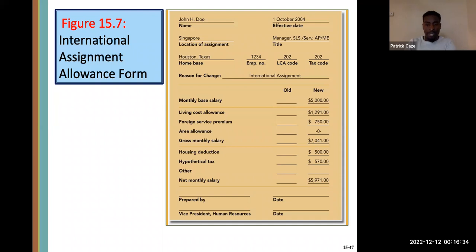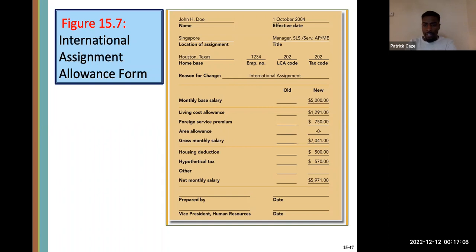All right, here we have just a figure of an international assignment assistance form. It probably doesn't look like this in every organization, but a version of this. So you can kind of see what the person is getting itemized. You look at the monthly base salary, living cost allowance, 1,200 or 1,300 basically, foreign service premium, and an area allowance. So there's no particular extra money for housing, but this would be an area COLA, cost of living allowance.